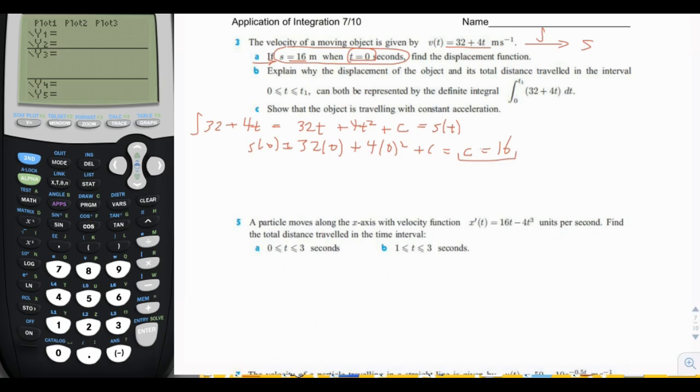Now let's rewrite it with c equals 16. 32t plus 4t squared plus 16. That is s of t. Okay.